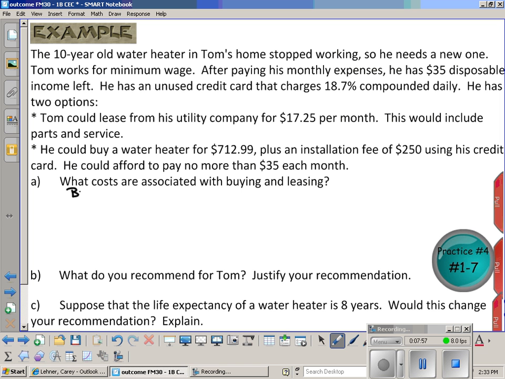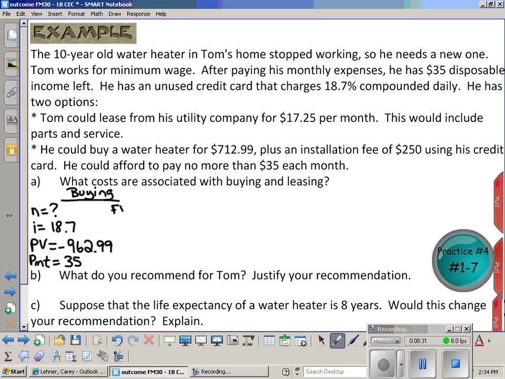So if we start with his buying option. If he buys this, he's going to have to put it on his credit card. We don't know how long it's going to take for him to pay this off. What we do know is that the interest rate is 18.7%. We would have to add the cost of the water heater plus the installation fee. So he would have to put $962.99 on credit. We know he can afford no more than $35 a month.